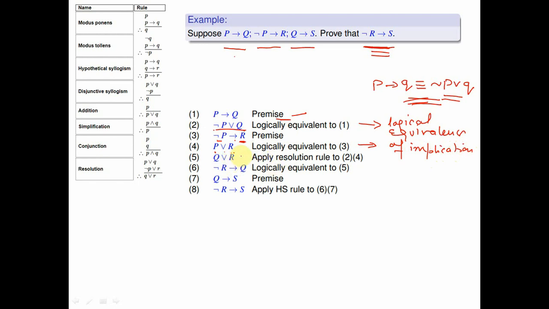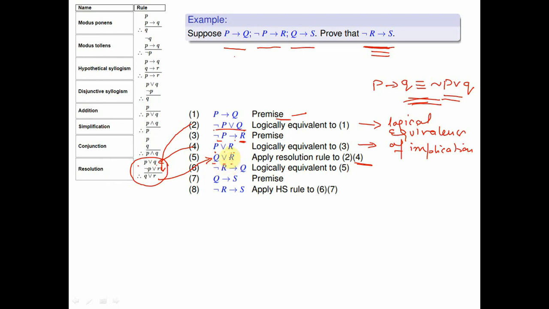Right? Now I have negation of P or Q. I have P or R. Right? Now see the resolution rule. Resolution rule says P or Q and negation of P or R. So we can conclude Q or R over here. So this is from the resolution law, right? So I have Q or R.